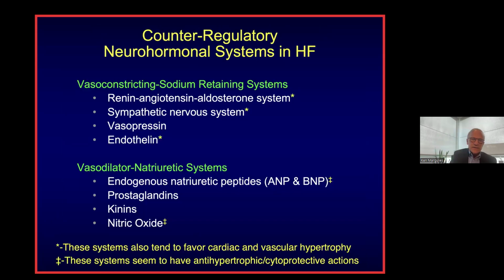I want to highlight that neurohormonal activation in heart failure is quite prominent. It's not the first time people in this call have heard about it, but in general, we can group them into large bins. Many of the ones that we have targeted to date are vasoconstricting sodium retaining systems like the renin-angiotensin-aldosterone system, sympathetic nervous system, vasopressin, endothelin. There's also vasodilator natriuretic peptide systems that we more or less want to avoid antagonizing, maybe even potentiate if possible.